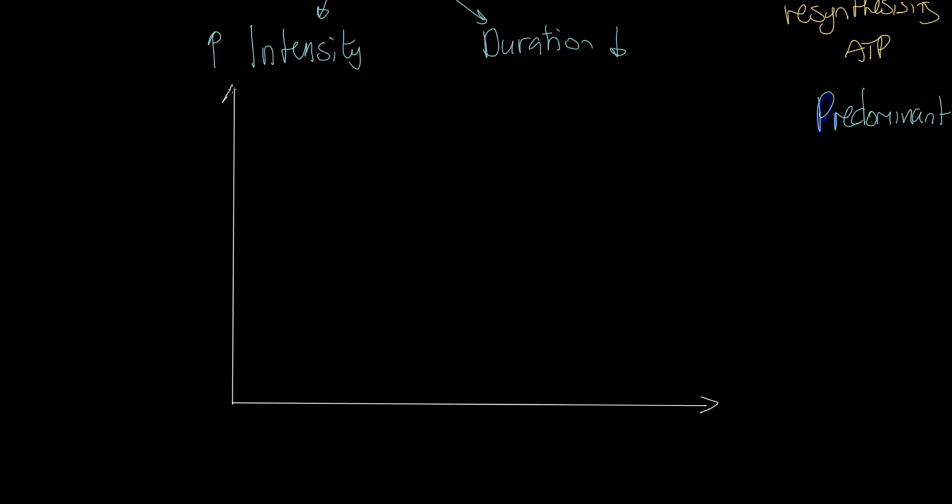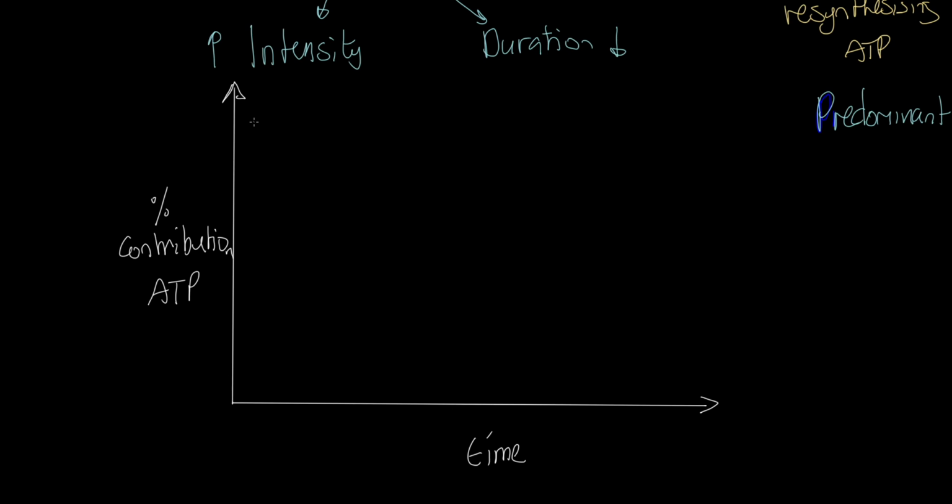I'm going to label the axes of my energy continuum graph, and on the x-axis I'm going to have time. It's ultimately going to be in seconds, but it's not a proportionate axis. Up here we are going to put the percentage contribution of ATP. So the higher a system is on this graph, the more predominant it is, the more energy it resynthesizes in the form of ATP.